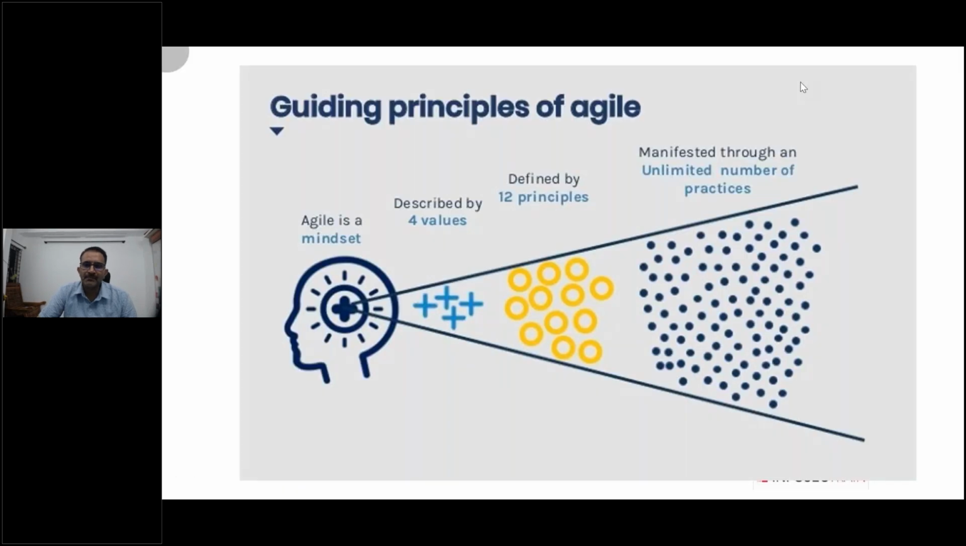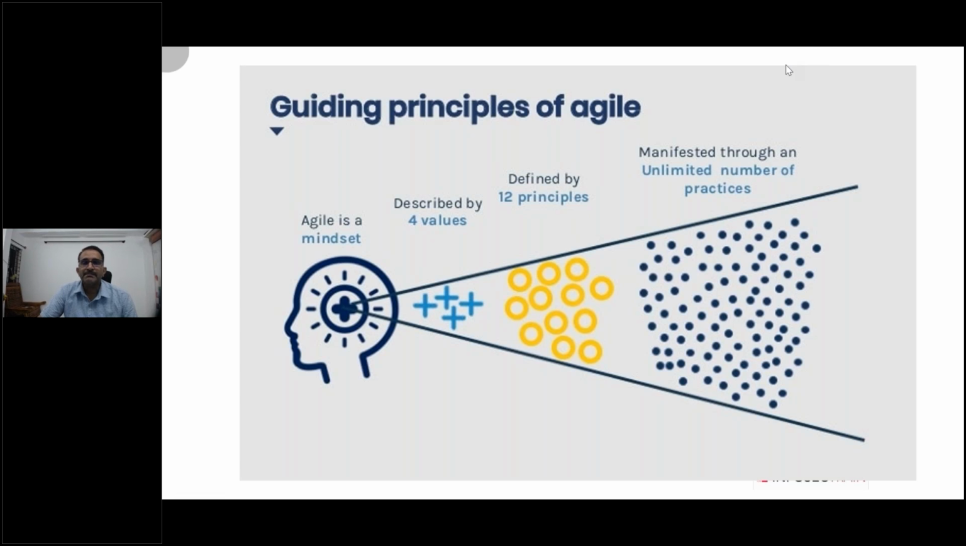Let's talk about it. Now, this is a very famous slide. You might have seen it somewhere if you have taken a course related to Agile, or gone through some sort of educational intervention. Perhaps what you may not know is who created this slide. This slide was created by a gentleman by the name of Dr. Emmett Sitkey, who is a very famous name in the Agile fraternity. And this is the way he describes Agile. He says Agile is a mindset, a thought process, how you perceive things. It is described by 4 values and defined by 12 principles, and it is manifested through an unlimited number of practices. So this is basically the perspective around Agile.